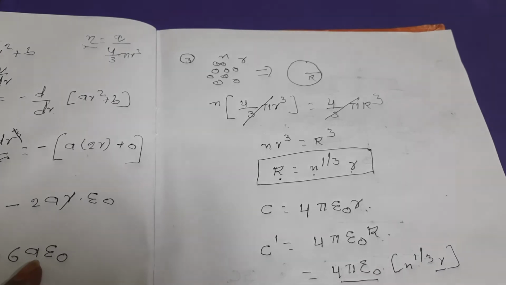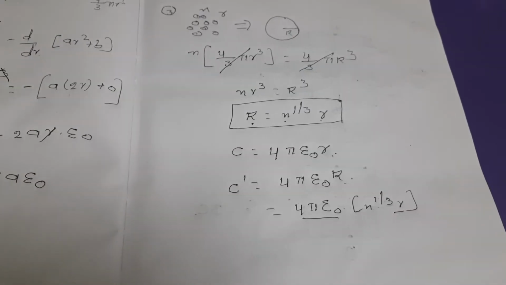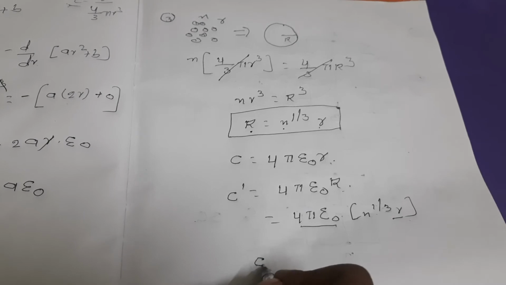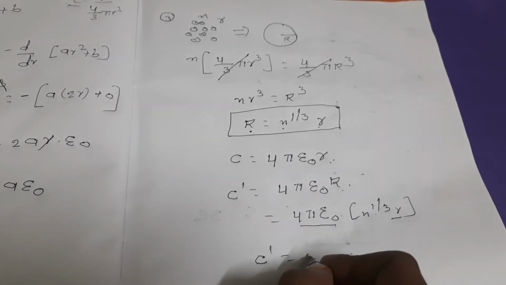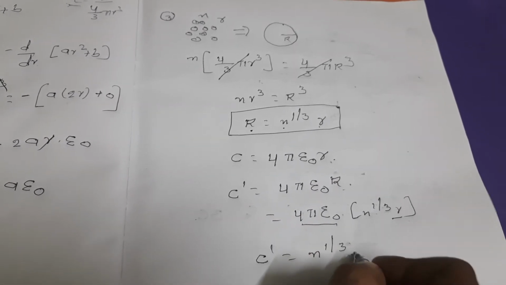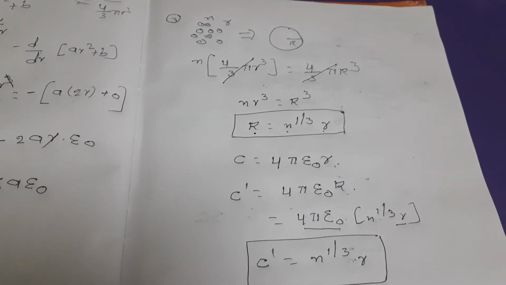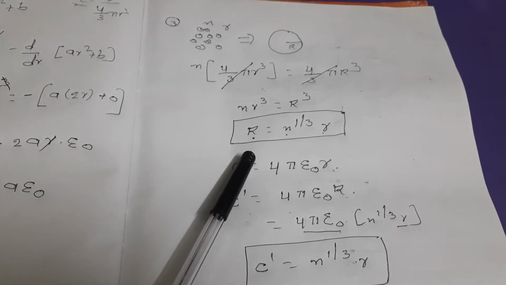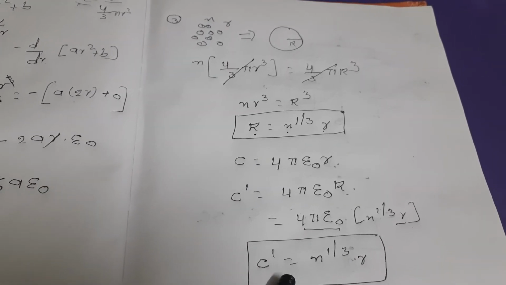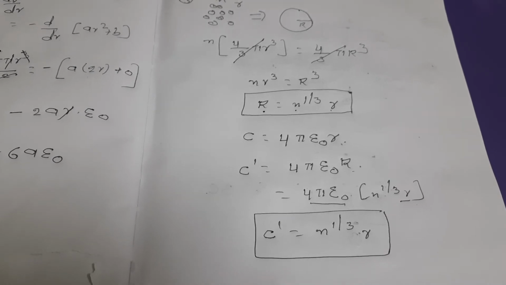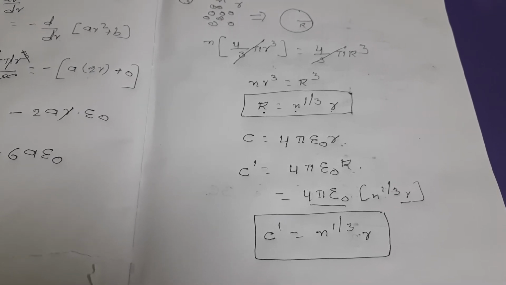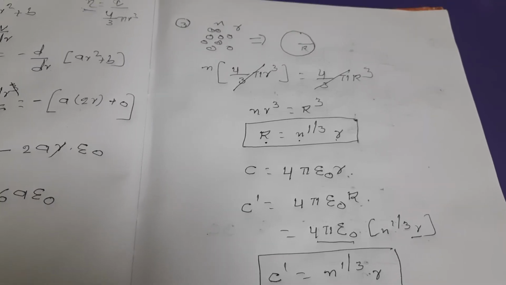But instead of 4 pi epsilon naught and r, what are we taking? Initial capacitance, n to the power of 1 by 3 into C. So like this we can find out. Only for understanding I have given, but directly you can remember this formula also. You should learn it by heart: C dash equals n to the power of 1 by 3 into C. Like that we can find out the next question. Then come to the fourth question. It is also very easy.